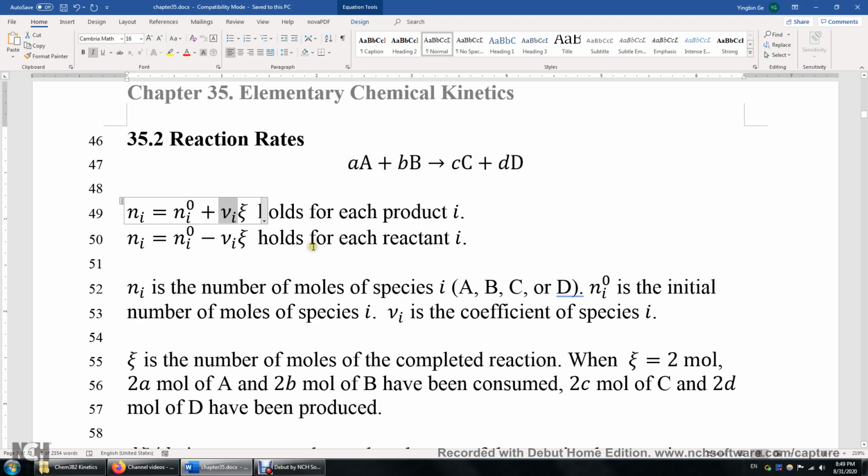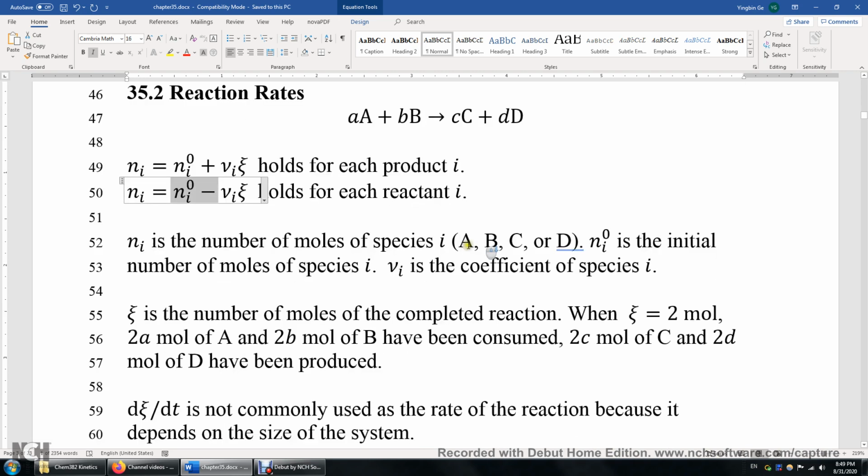For reactants, we need to change the plus sign to a negative sign. This is because reactants are consumed while the products are produced. So now let's look at this xi again. Xi over here and here. Xi is the number of moles of the completed reaction.